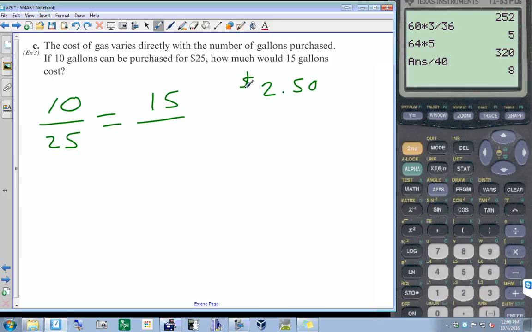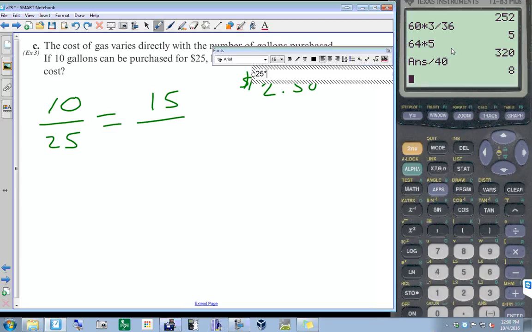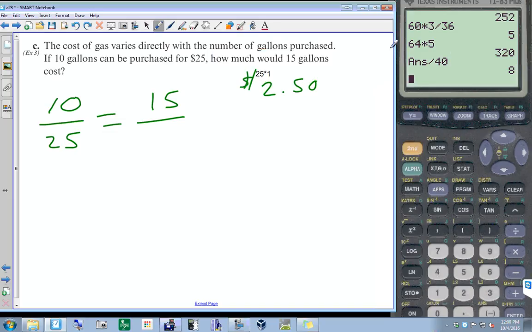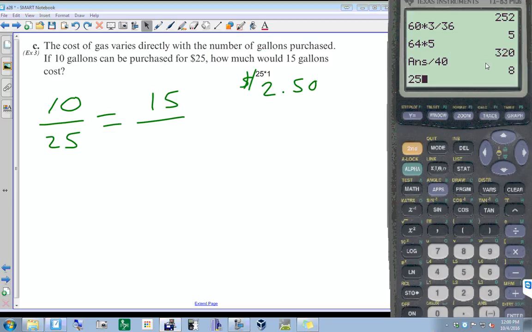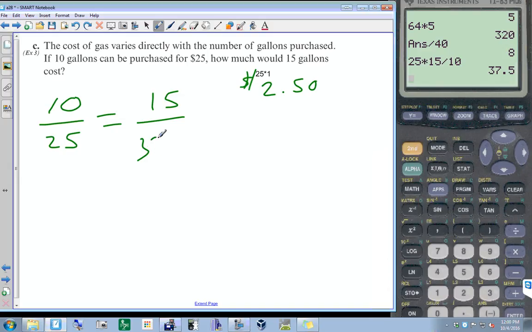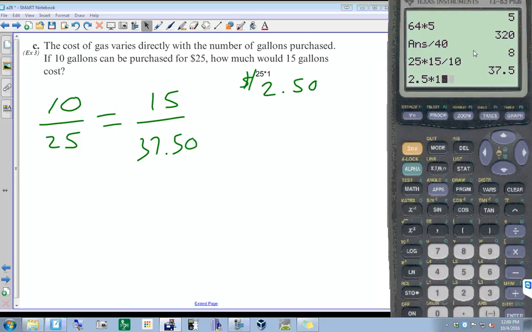Okay. Just for the sake of argument, that means it'd be 25 times 15. And you did put it early, but again, 25 times 15 divided by 10. So that means it cost me $37.50. Well, if it's $2.50 a gallon and I took 2.5 times 15, I get $37.50. Now, this is where everybody. Thanks. Yeah, not a problem. $37.50.